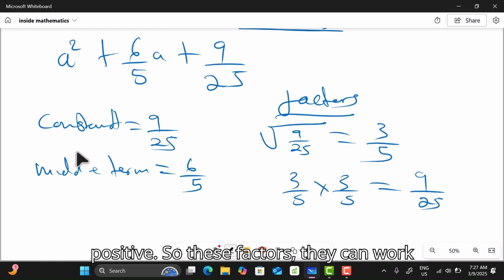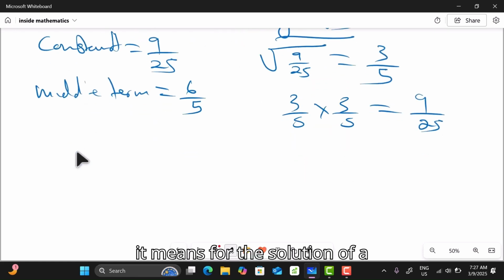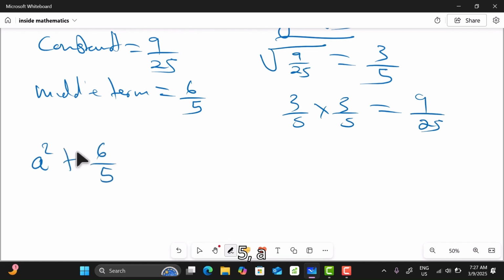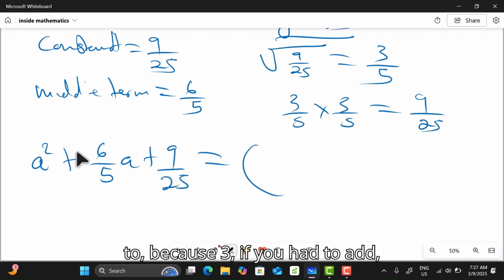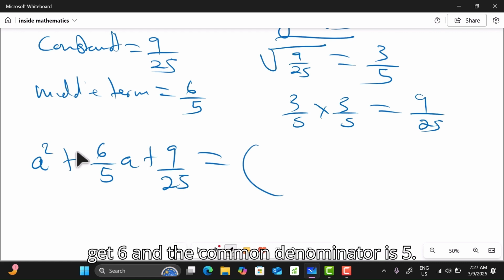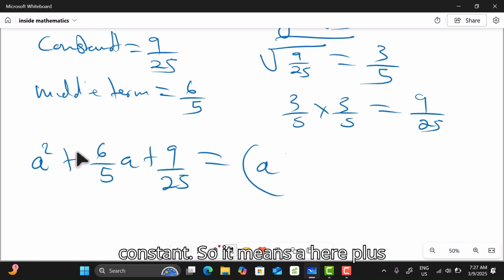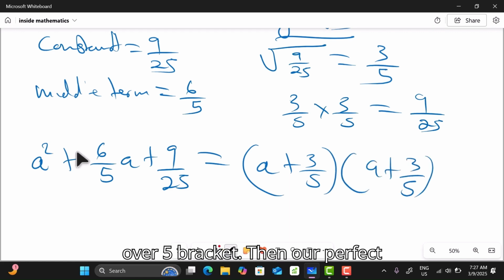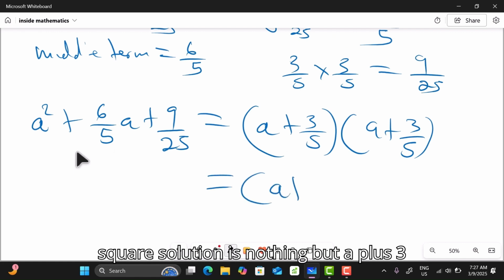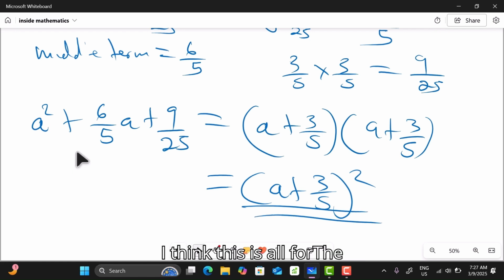But all these are positive. So these factors, they can work the way they are. So if that is the case, it means for the solution of a square plus 6 over 5 a plus 9 over 25, remember, if you are to add 3 plus 3, we get 6, and the common denominator is 5. So we get the middle term, we get the constant. So it means a plus 3 over 5 bracket, a plus 3 over 5 bracket. Then our perfect square solution is nothing but a plus 3 over 5 square, just like that. I think this is all for the algebra.